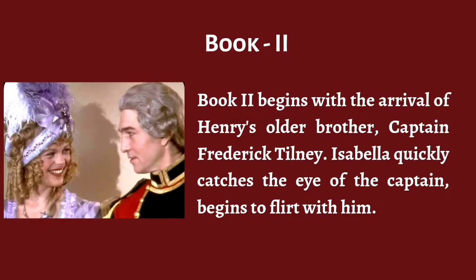Book 2 begins with the arrival of Henry's older brother, Captain Frederick Tilney. Isabella quickly catches the eye of the captain and, dismayed by the discovery of James' modest income, begins to flirt with Frederick. Eleanor invites Catherine to visit the Tilney home in Northanger Abbey.